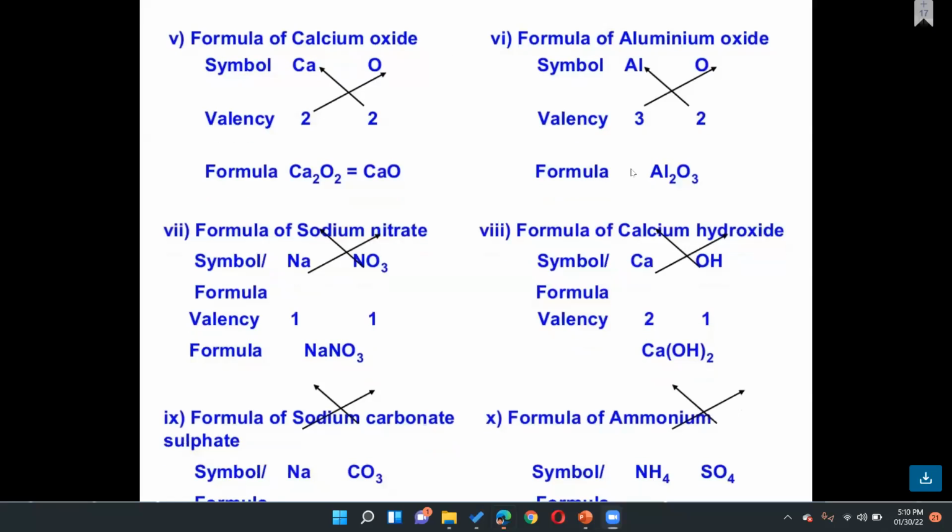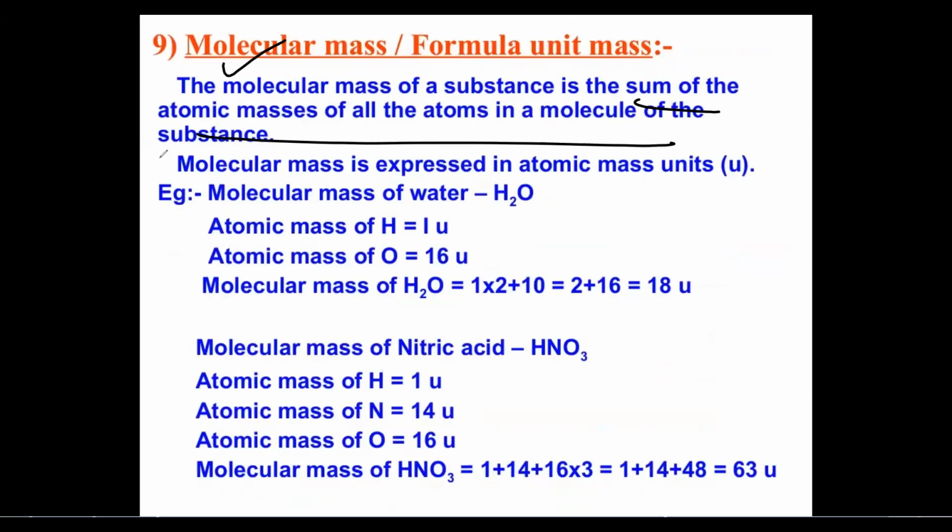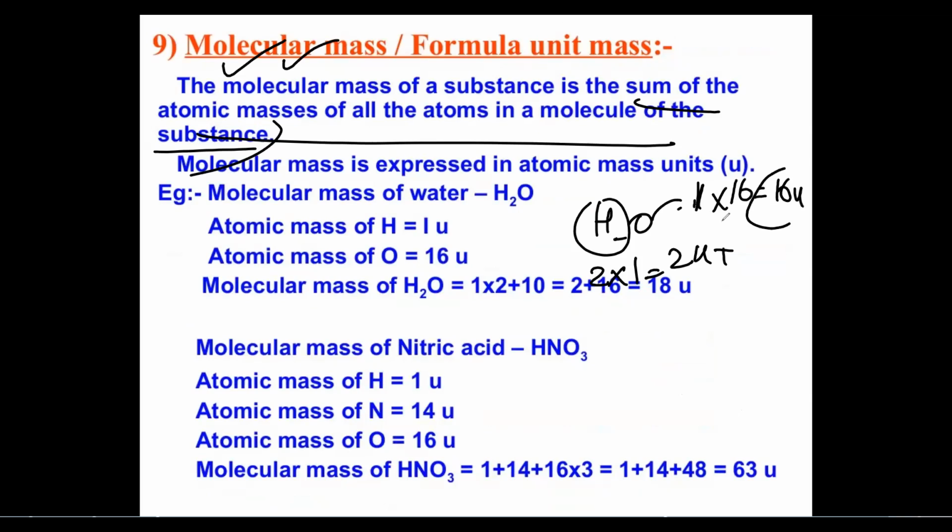Similarly, you should know how to calculate the molecular mass. The sum of the masses of all the atoms in a substance is what is known as formula mass or molecular mass. If you take water, hydrogen is 2 into 1, which is 2 U, and oxygen is 1 into 16, which is 16 U. If I add these two, you will get 18 U. This is the formula mass of water.